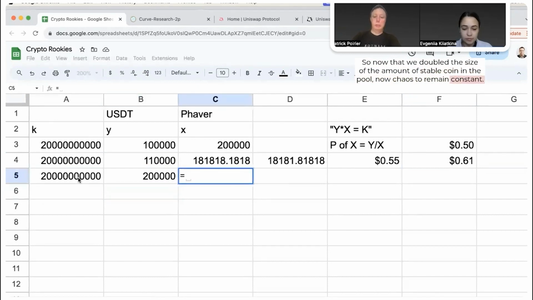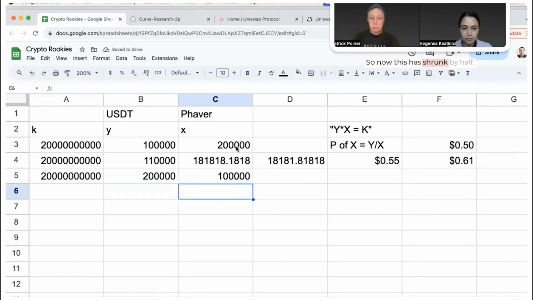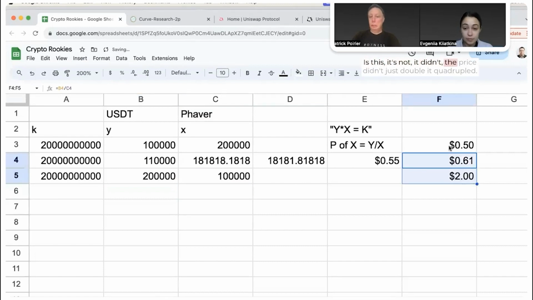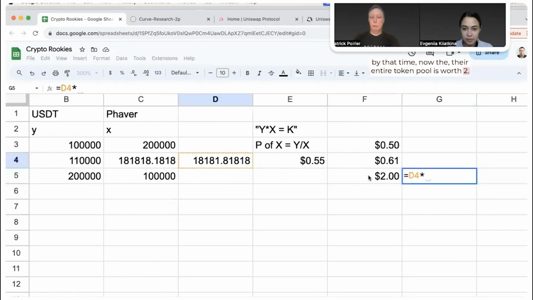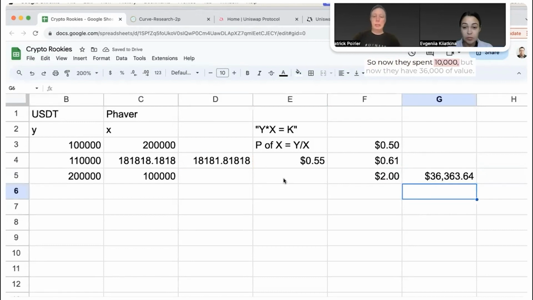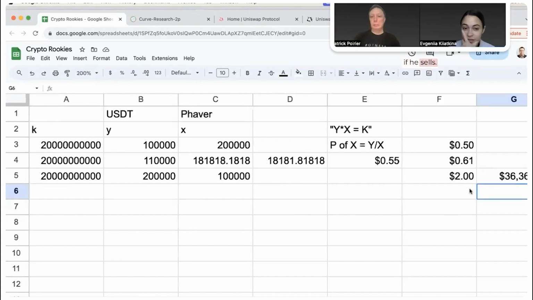Now K has to remain constant. So now this has shrunk by half. Now the new price of this, the price didn't just double, it quadrupled. Yeah. So the person here that bought this token at 55 cents each, by that time, now their entire token pool is worth $2. So now they spent $10,000, but now they have $36,000 of value, if you would call it that. But the problem is, if he sells all the tokens that he bought, that's it.